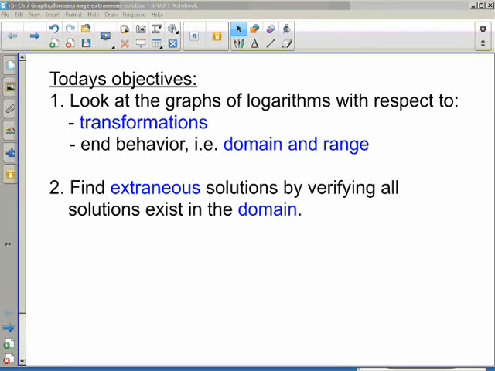What we're going to do is find that in some problems we get answers that when we plug them back in, they for some reason don't work. And the word extraneous implies that they're extra, they're not needed.